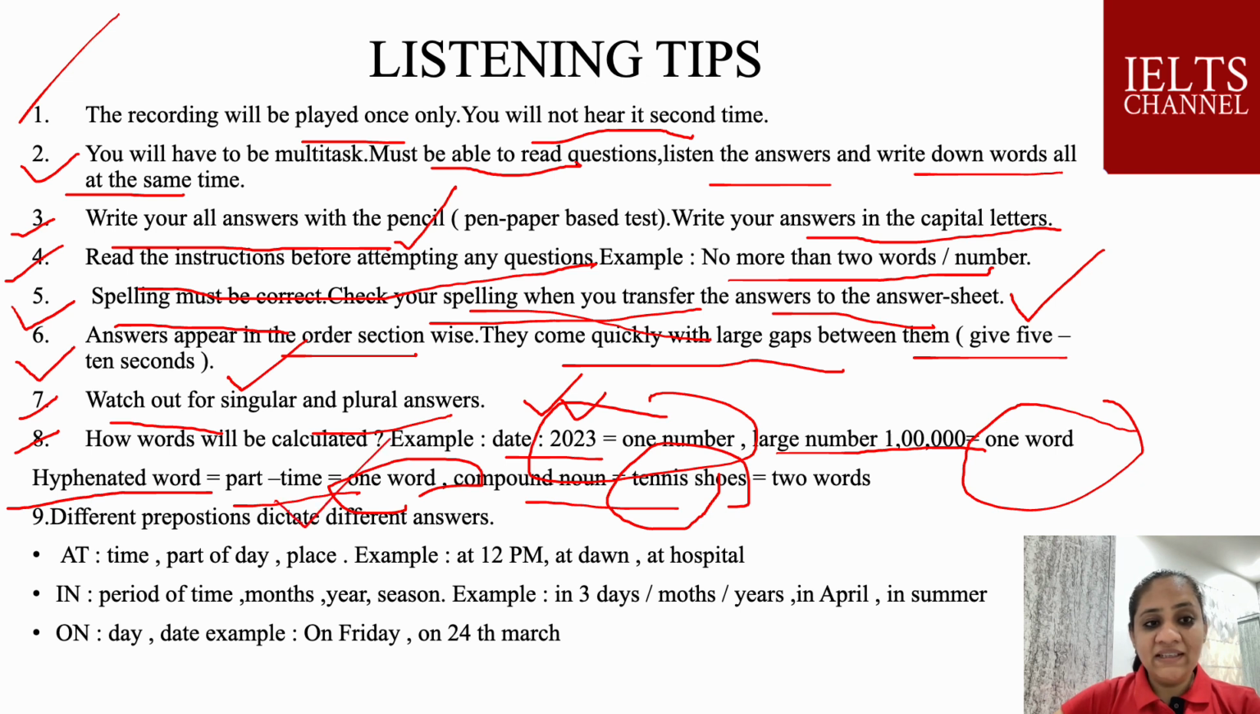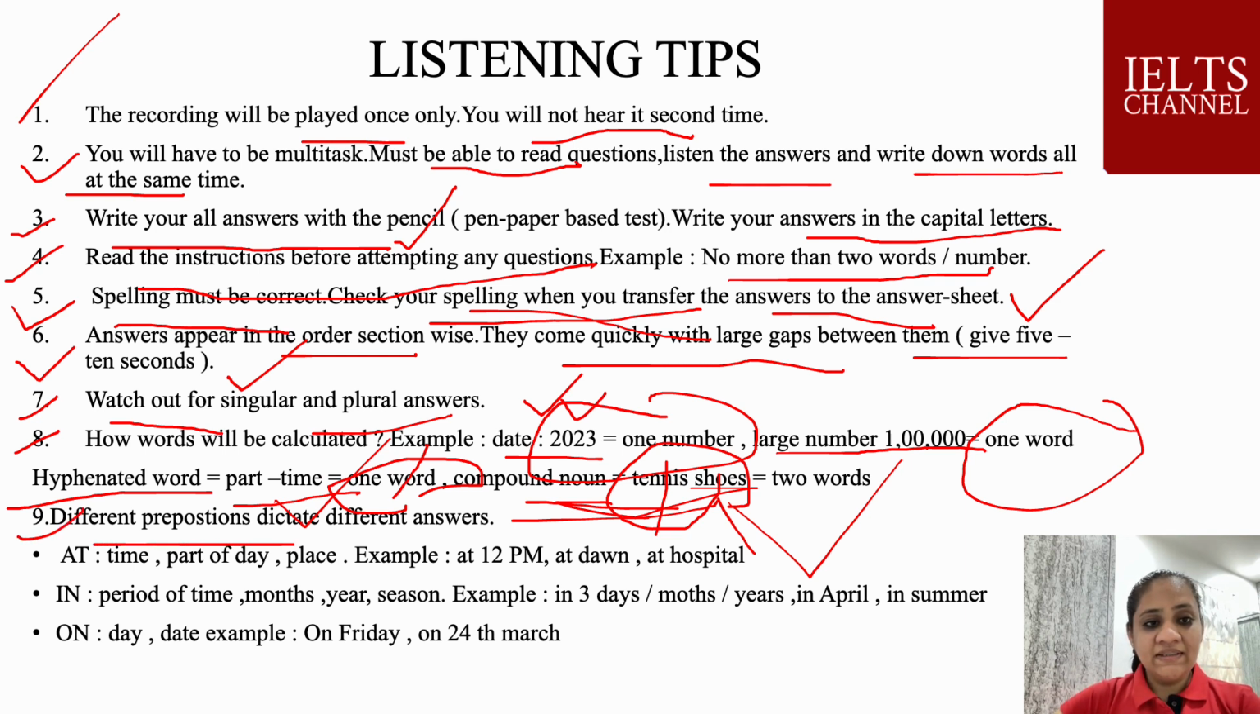Part-time, if hyphenated, is one word. We'll give another example: the directions east-west, east dash west, are calculated as one word. For a compound noun like tennis shoes, they calculate two words: tennis is one word, shoes the other word, two words. So this is the way to calculate the words, but you don't have to focus on that. You have to just focus on the instruction. What is written, write one word, two words, and whatever the correct answer is, you have to write that answer. Okay, let's see number 9.